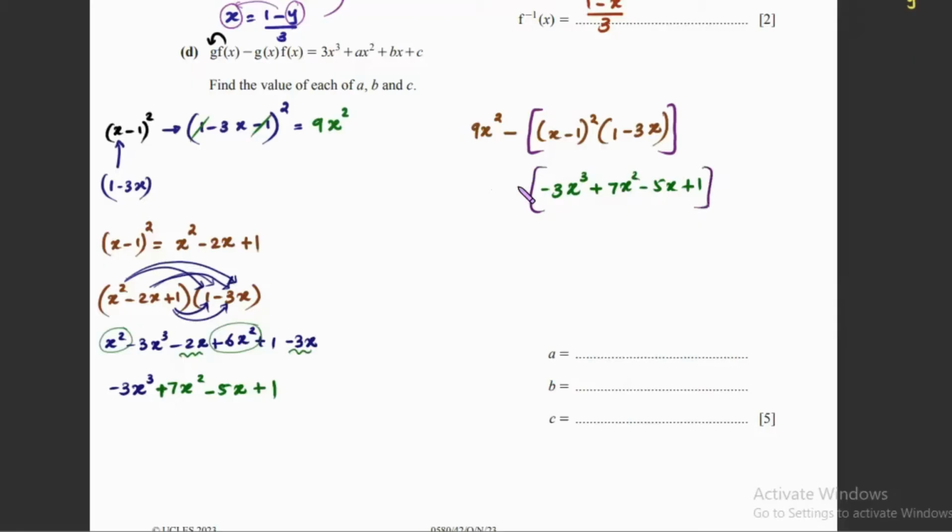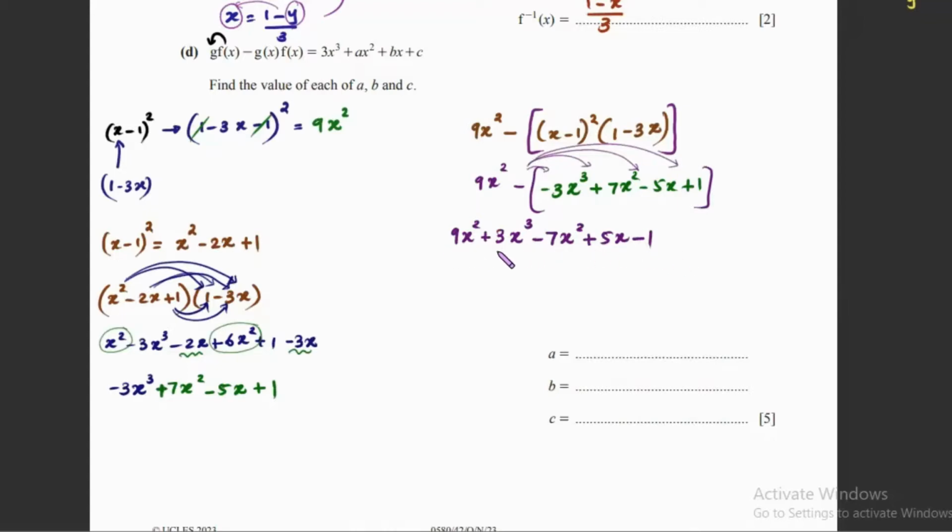This has to be deducted from 9x squared. So I need to get rid of the brackets here. To get rid of the brackets, all the terms inside the brackets should be multiplied with this minus, because everything is being deducted. So I get 9x squared. Minus minus 3x is plus 3x. Minus 3x cubed is plus 3x cubed. Minus plus 7x squared is minus 7x squared. Minus 5x is plus 5x. Minus times plus 1 is minus 1. This is what I get.